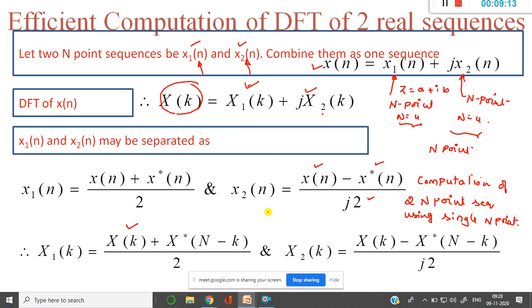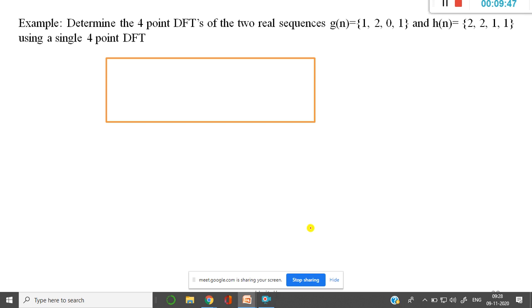Now we will try to solve one simple example, and we try to understand this particular concept in a much better way. In the examination also, if you are asked to explain a theoretical conceptual question, how do you compute two n-point sequences using a single n-point DFT, then of course you need to mention all these mathematical equations, followed by, it is always better to take a simple example and then explain it. Now here is one such example.